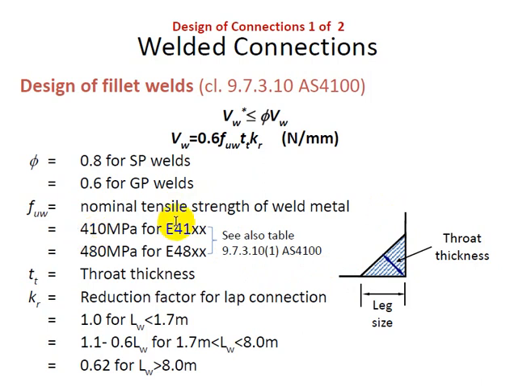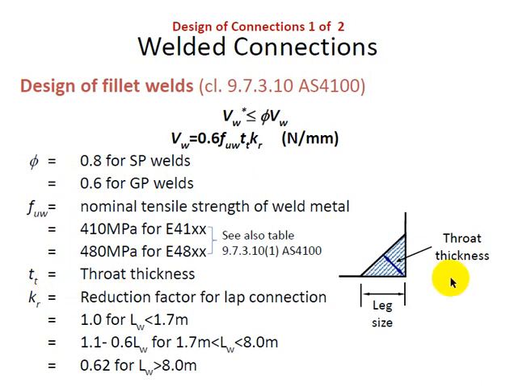What the nominal tensile strength, we refer to 410, we say E41 when using a weld, 480 megapascal, we're using E48. So this is how we refer to the weld strength. And you have two types of weld, an SB type or a GB type. When you say SB, we're using a factor of safety of 0.8. So it's more accurate, as we're reducing only 20%. And for the GB, we're reducing 40%.